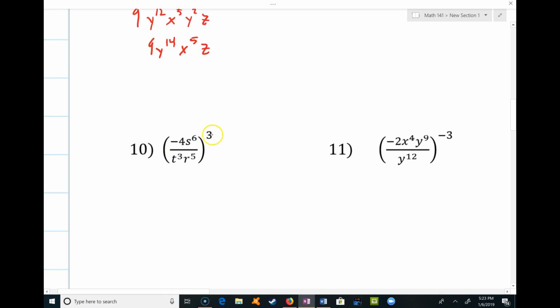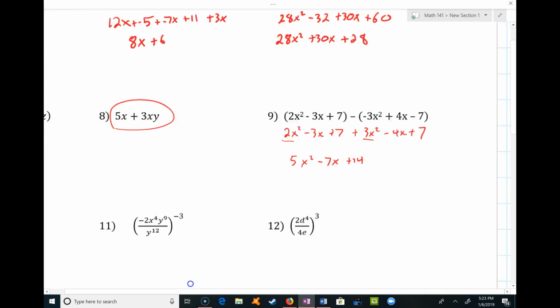So negative 4 to the 3rd power, that's negative 64. And s to the 6th to the 3rd power, that would be s to the 6th times itself 3 times, which would be s to the 18th. And on the bottom, we've got t cubed to the 3rd power, that would be t cubed times t cubed times t cubed, which would be t to the 9th. And r to the 5th to the 3rd power, that would be r to the 15th.